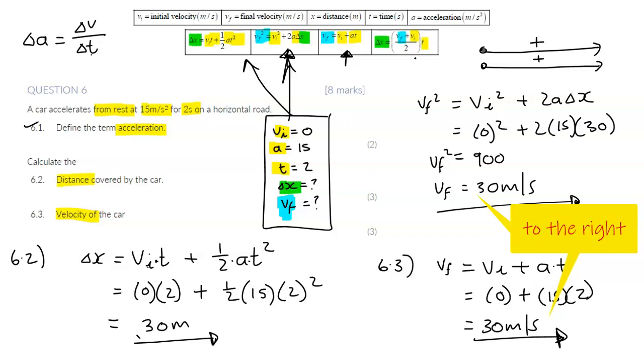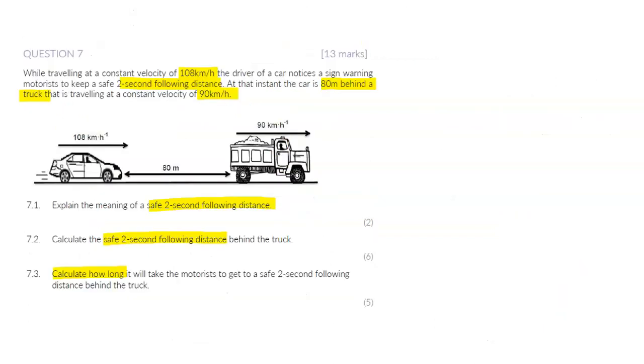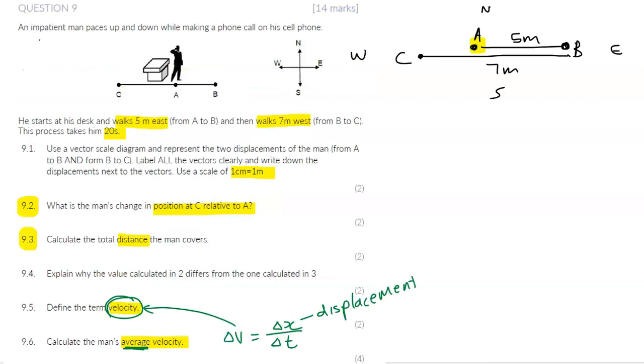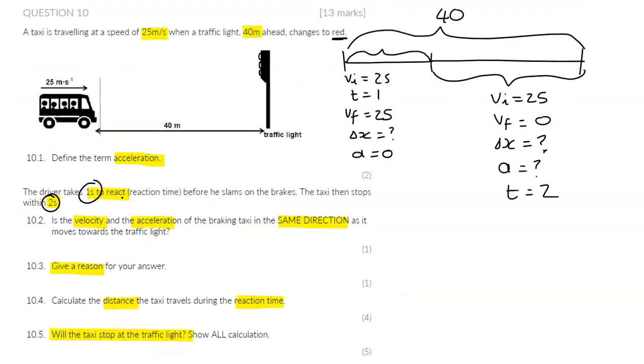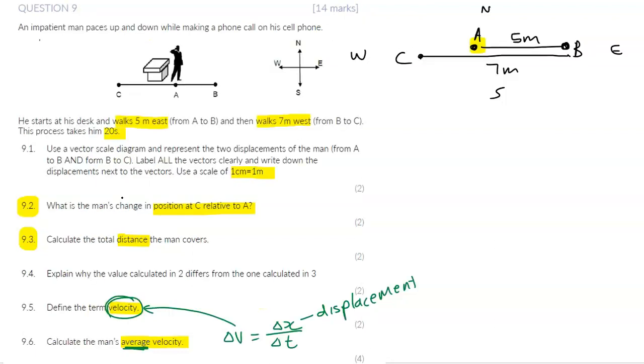So we had almost 10 minutes to do this, and we are just past the 5-minute mark now, according to my timer. Okay, this one, question 7, was something about the 2-second following distance. It looks a little bit complicated. Let's just leave that for a second. Let's do question 9, and then we can start with question 10 and then go back to that really difficult one that we had earlier.